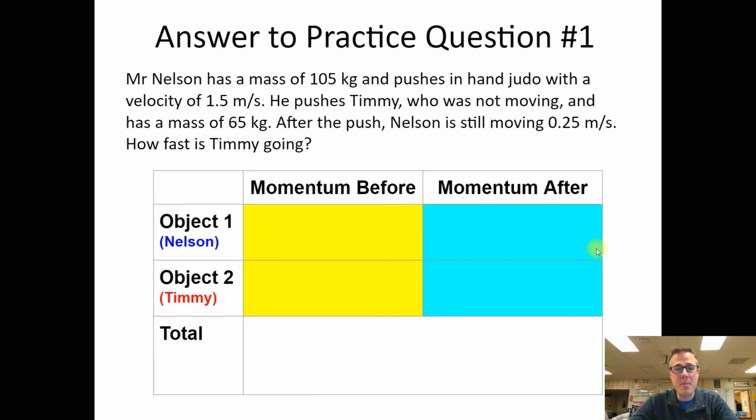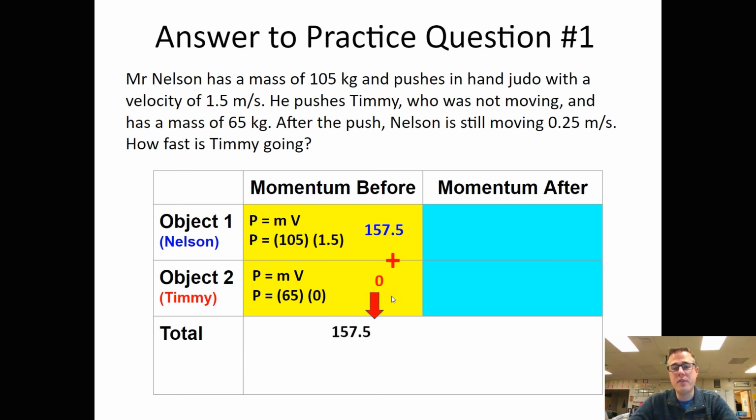So I've got my table all set up. I'm going to start with my before momentum, which is my mass times my velocity. So I was 105 kilograms, and I was moving at 1.5, which gives me 157.5. Now I'm going to do the same thing for Timmy's momentum. Since Timmy was just standing there minding his own business, his momentum is 0. He wasn't moving. When I combine those things and drop it below, I get 157.5 for all the momentum before the collision.